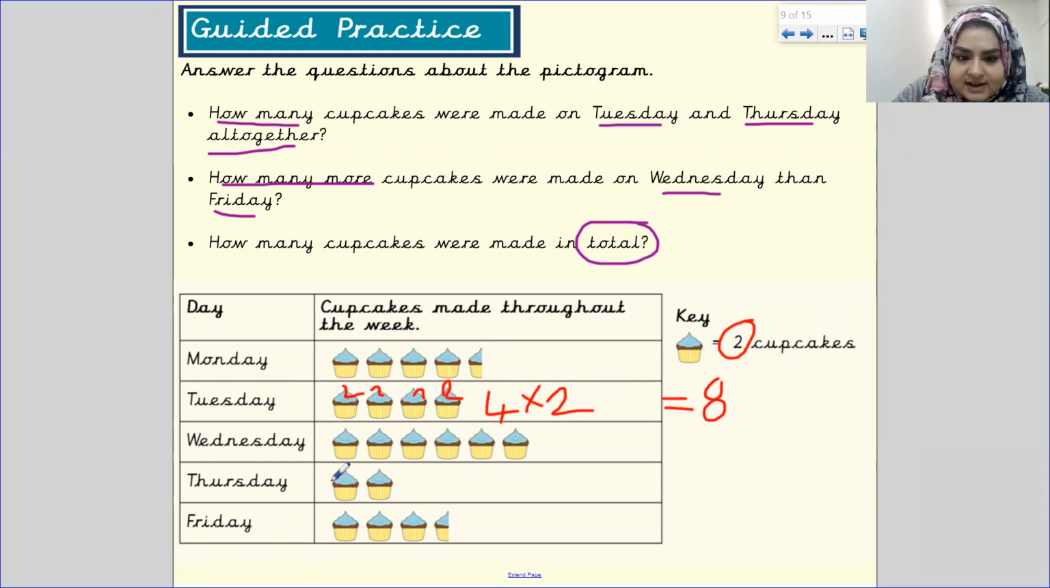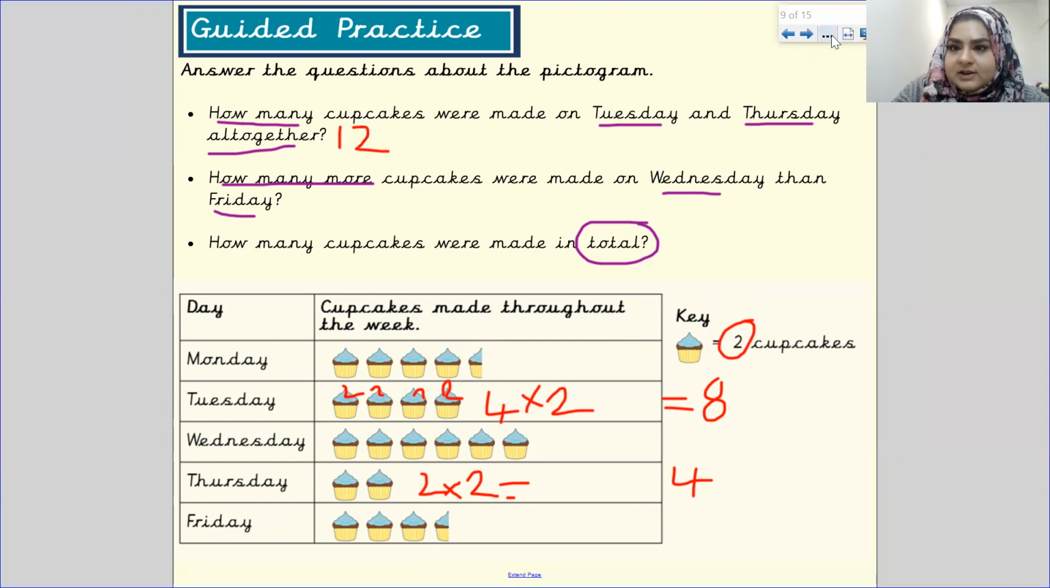And then Thursday, I can see 1, 2. So 2 pictures times 2 cupcakes, because 1 picture means 2. That is 4. Okay, so altogether on Tuesday and Thursday, I need to do 8 add 4. So 8, 9, 10, 11, 12. There's 12 cupcakes altogether.